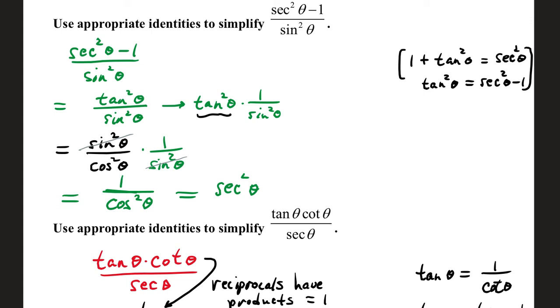Over to the side, I just want to separate these. Tan squared theta times 1 over sine squared theta. And that's all I did here, was I just separated the fraction. From quotient identities, tan squared theta is sine squared over cosine squared theta. Times your 1 over sine squared theta, that gives you a cancellation. You can cancel sine squared theta from top and bottom, and that'll leave 1 over cosine squared theta, which is secant squared theta.